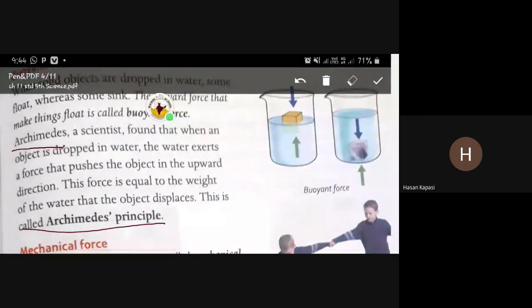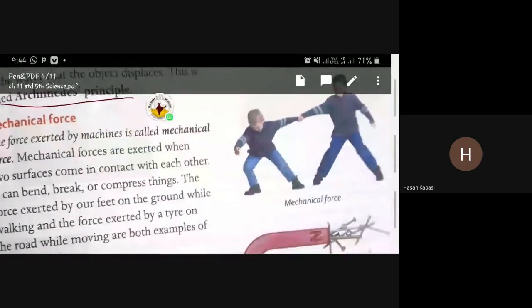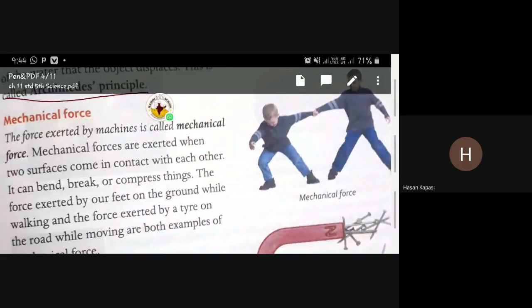Archimedes was the name of the scientist who found it. So this is buoyant force. Now mechanical force. The force when two surfaces are coming in contact with each other.